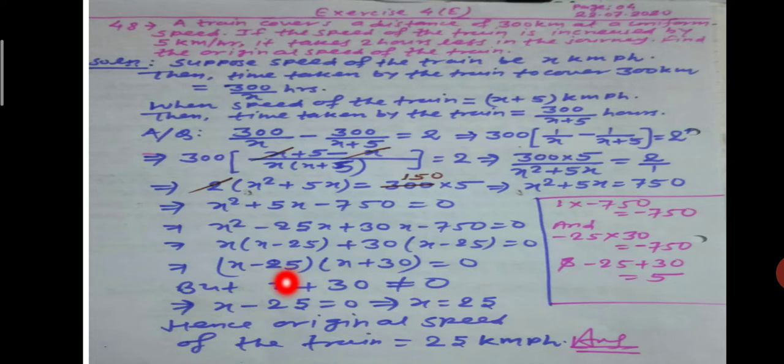because speed can't be negative. Then x minus 25 will be equal to 0, then x will be equal to 25 here, and hence the value of x, the original speed of the train, is equal to 25 kilometer per hour. Hence the original speed of the train will be 25 kilometer per hour. Okay.